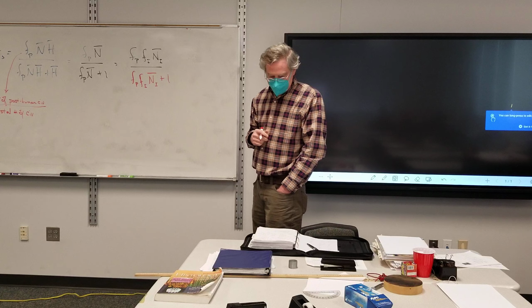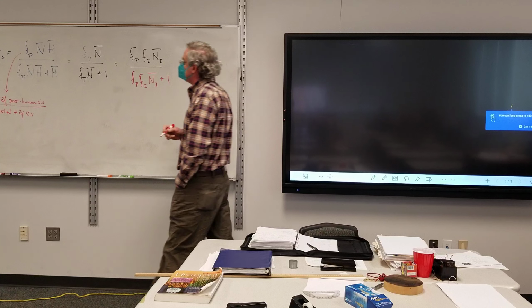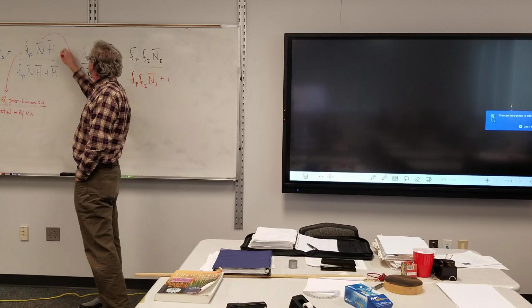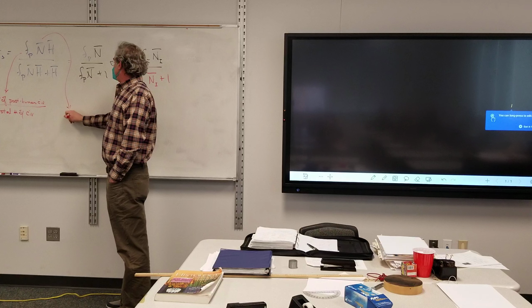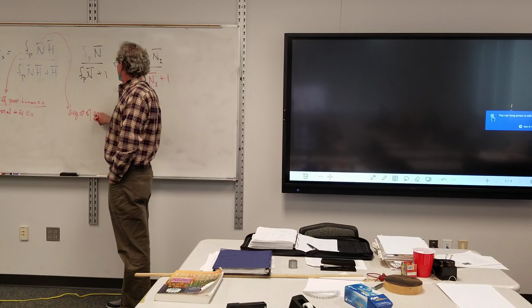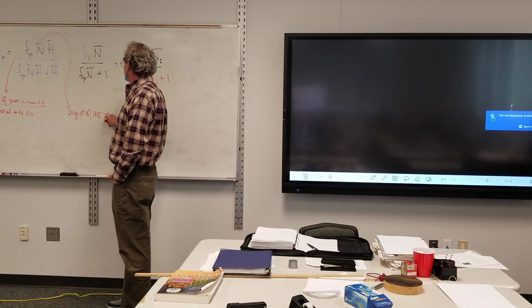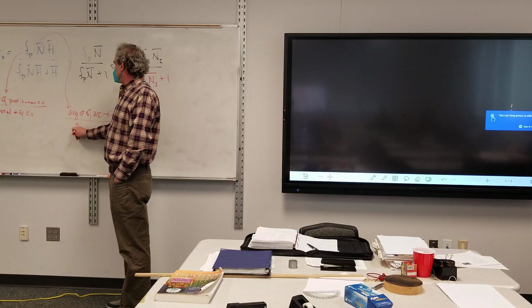N bar is the average number of ancestor simulations run by post-human civilizations. So average number of ancestor simulations per post-human civilization.